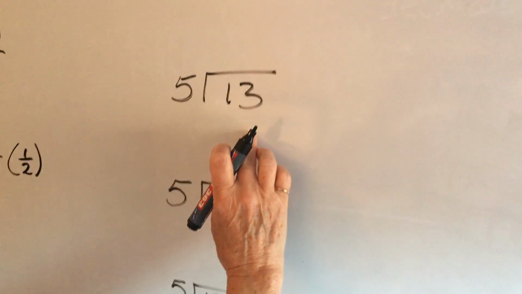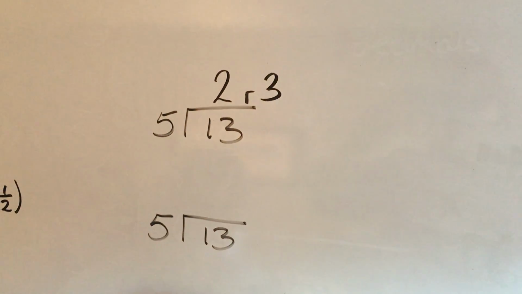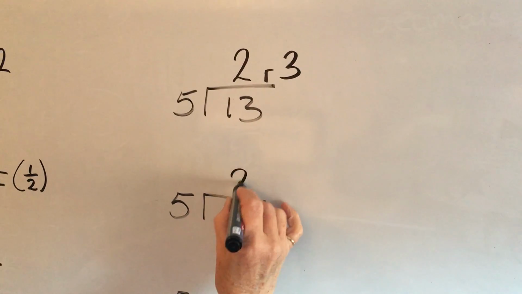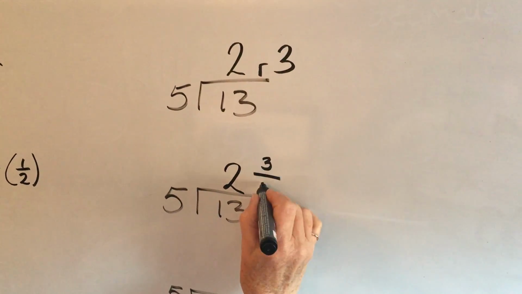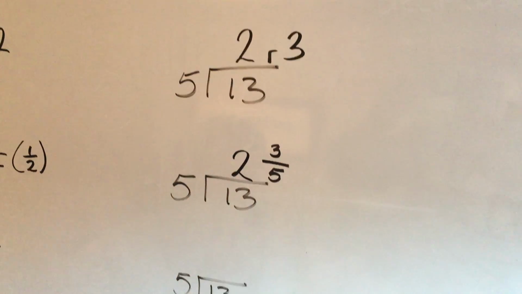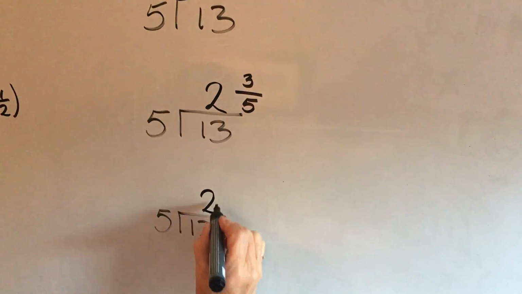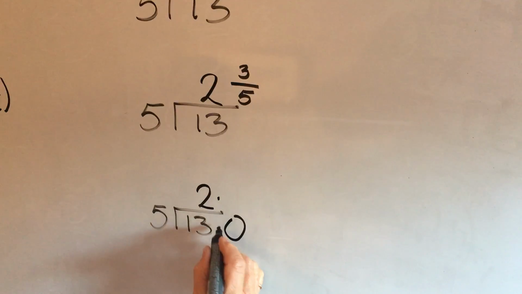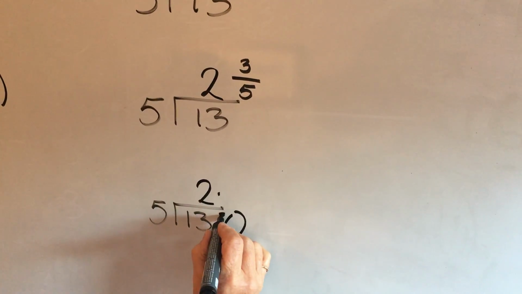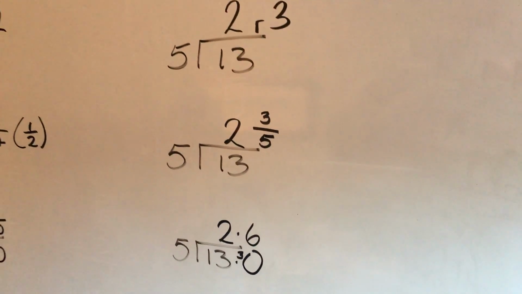5 into 13, 5 goes into 13 twice, and that would give us a remainder of 3. As a fraction, we'll go in twice, and we express our fraction like this over the divider. As a decimal, goes into it twice, decimal point, add a 0 and put our remainder onto the 0, and 5 goes into 30 6 times.